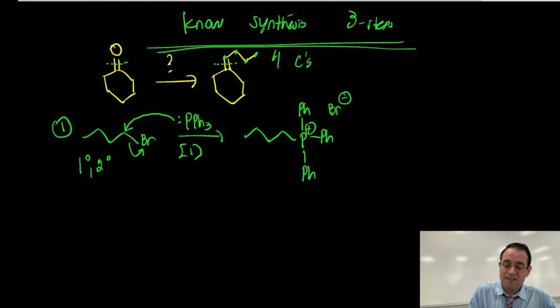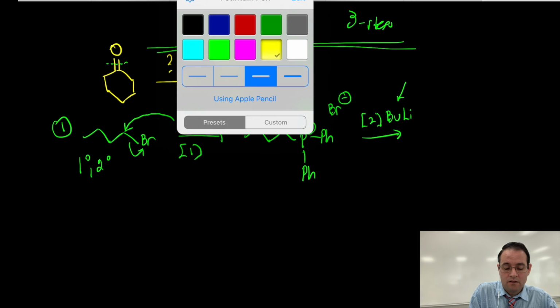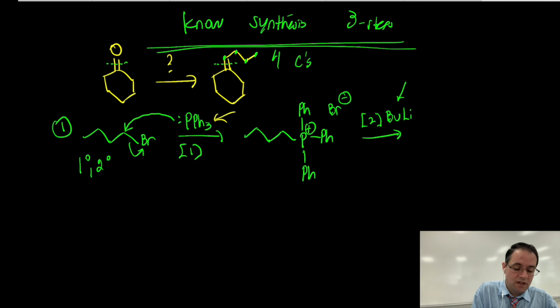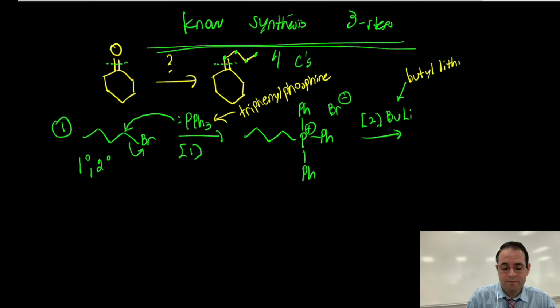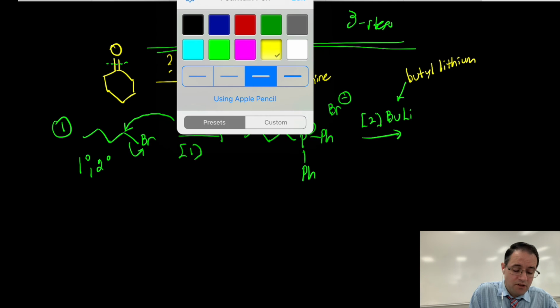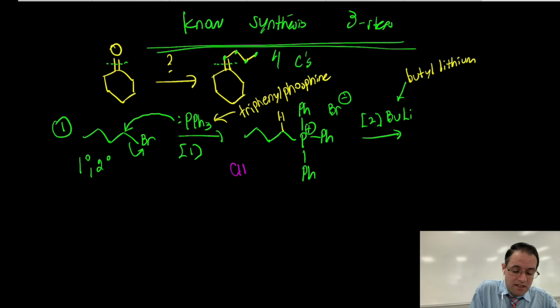In step 2, we treat this with butyl lithium. Okay, so let me just name these chemicals in case you're kind of losing track here. So this is triphenylphosphine, and this is called butyl lithium. It's a lot like a Grignard reagent. It's a strong base. So let me draw a hydrogen here, and let me sketch out butyl lithium.